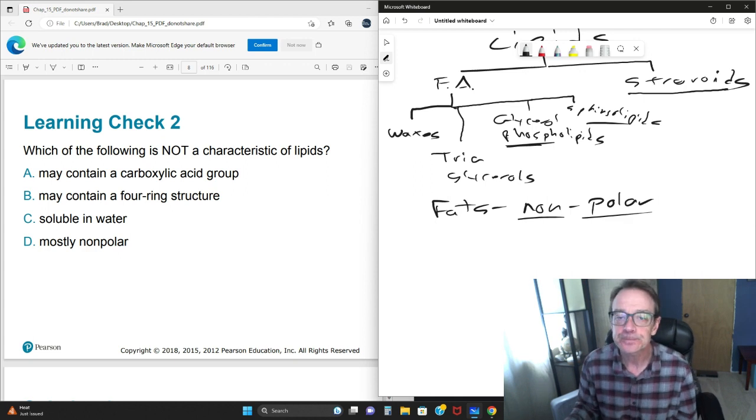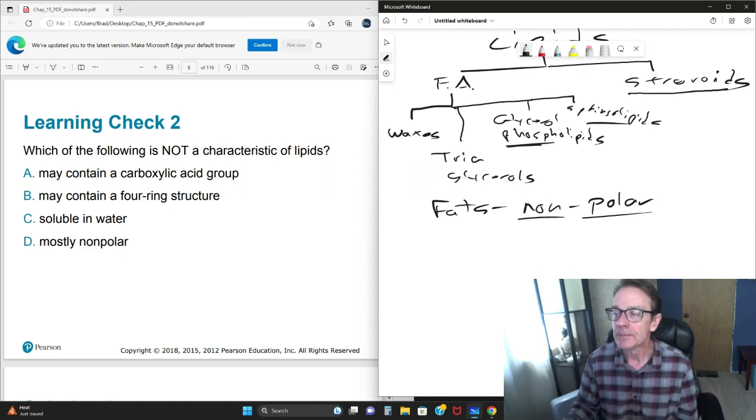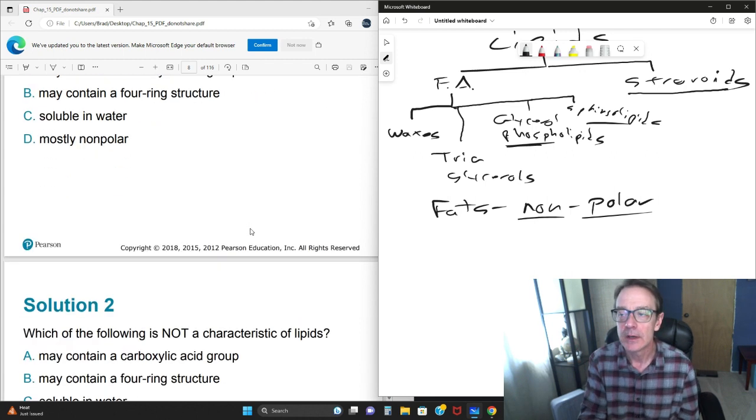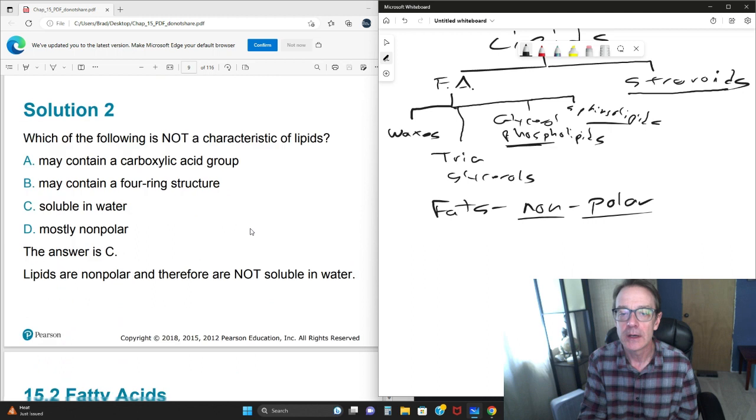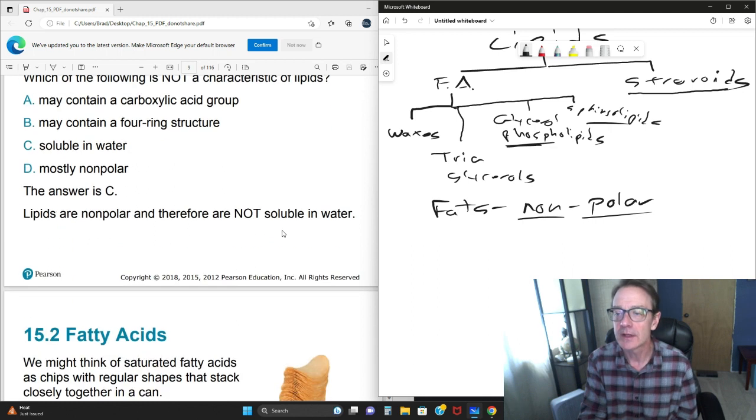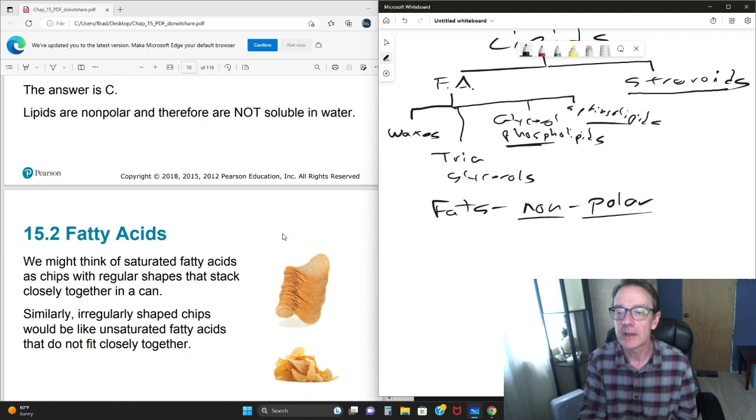Okay, and are not soluble in water. So they are not soluble in water due to them not being polar.